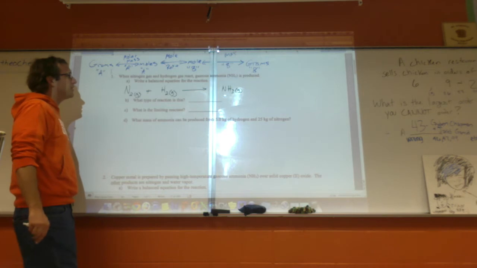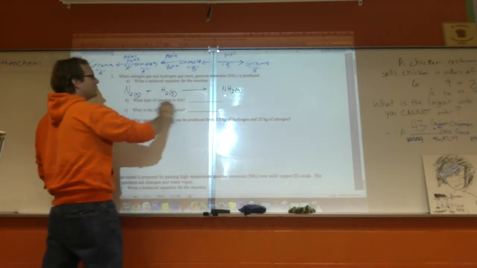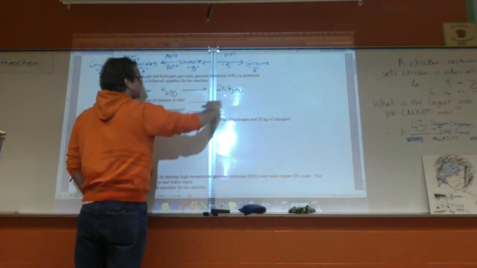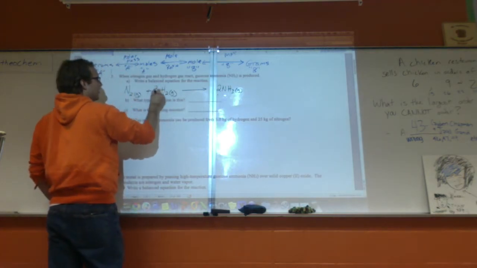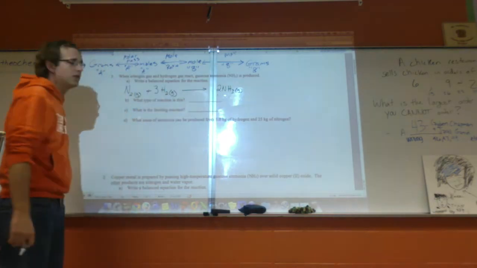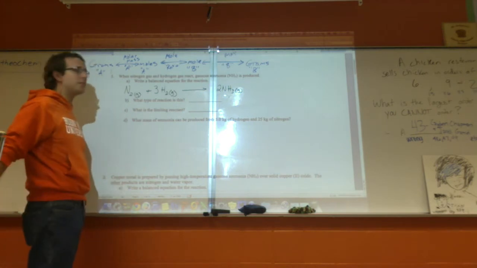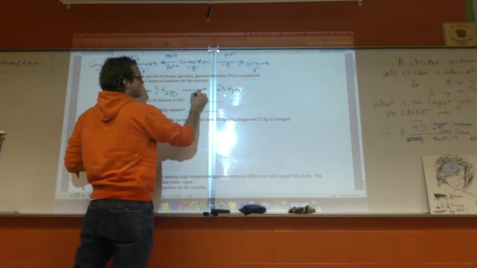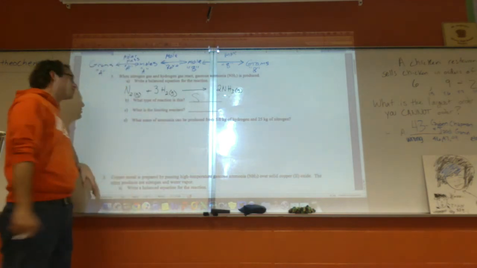If we go back and look, we need to do a little balancing. We've got 2 nitrogens and 1 nitrogen, so we'll multiply that by 2. That gives us 6 hydrogens, so we'll multiply our hydrogen by 3. Oh, shoot, I've got to add myself. Part B, what type of reaction is this? Two parts marrying together, forming one substance. This is a synthesis reaction.